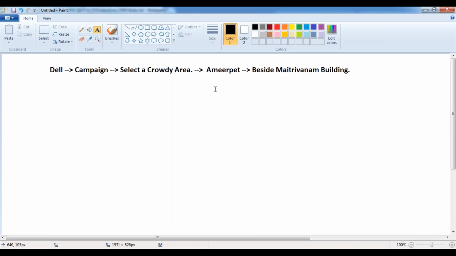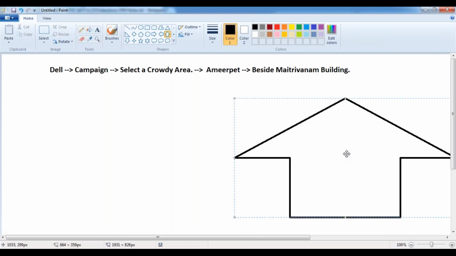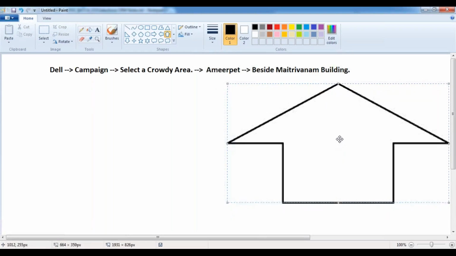so this is the right place to conduct the campaign. So their people have selected this place, and especially they would like to conduct the campaign behind this Maitri Vanam building. Then what will they do basically upon conducting this campaign? Let me explain. Behind this building, they would like to conduct a small campaign. That means they would like to establish a small tent. They're placing a small tent behind this building.